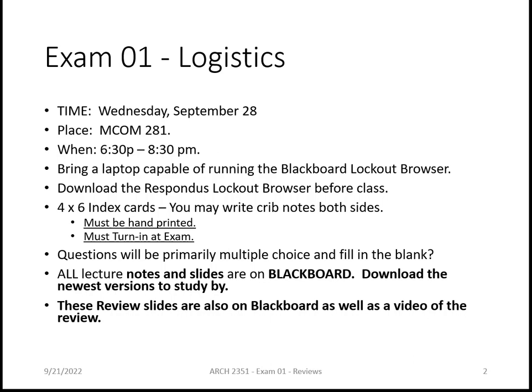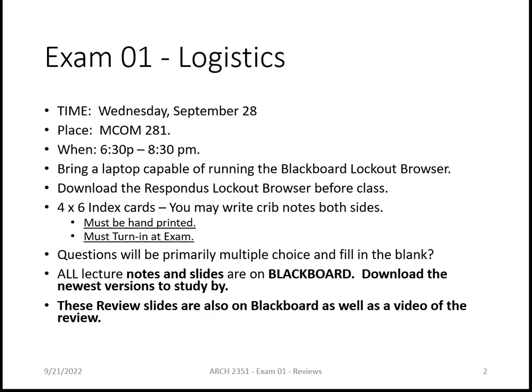I got two different mics on. How about now? Better? Okay. If I drift, let me know, because I have a tendency to do that, as Vivi and Natalie have pointed out.